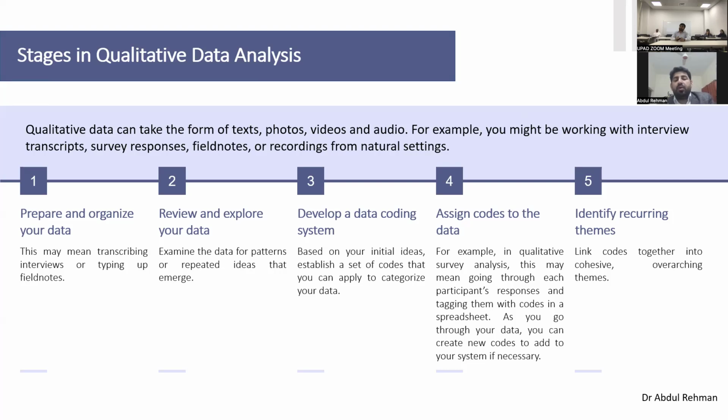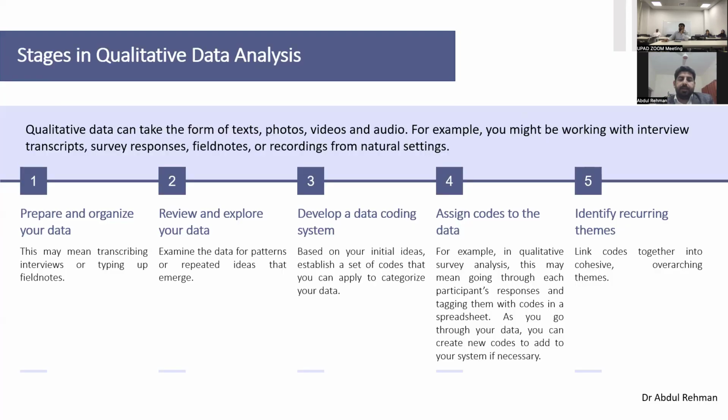Fourth one, assign codes to the data and identify recurring themes. So what does it mean, codes to the data? We would assign codes like this line deals with the environment, this deals with the regulations. So we categorize them. And on the basis of our categorization, we identify the recurring themes.